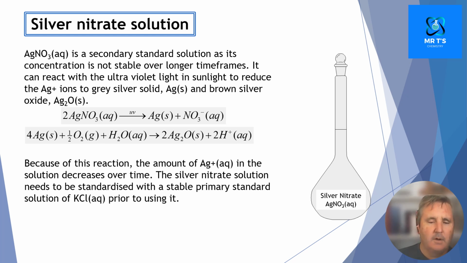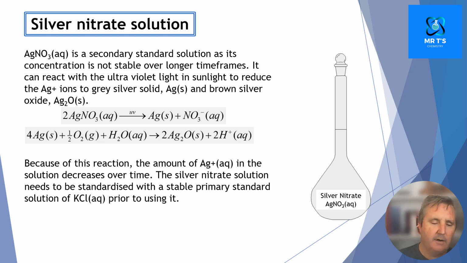Because of this, before you carry out a titration of silver nitrate with a solution that has chloride ions, like a seawater solution or a solution from an estuary, you need to standardize it, or work out the exact concentration of silver nitrate, by reacting it with potassium chloride. Now, potassium chloride is a stable primary standard. That is, it's a solid with a relatively high molar mass that we can make up a solution of, and it won't break down any further.